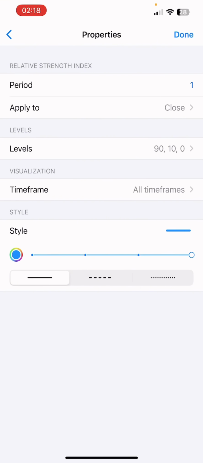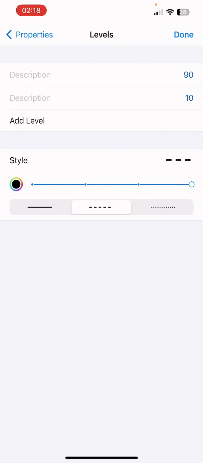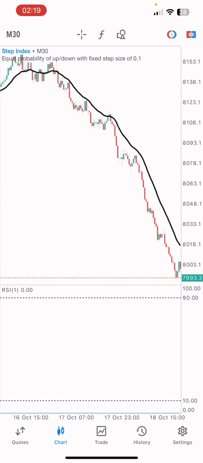We don't want this, so we delete it. You just want 90 and 10. Then you go down and go with all time frames, then you tap this. So the 90 and 10 levels we selected are for this one: 90 here, and 10 at the bottom. Then you have this black line. That's the reason I selected the black line, because I'm using a white background. I will explain more.